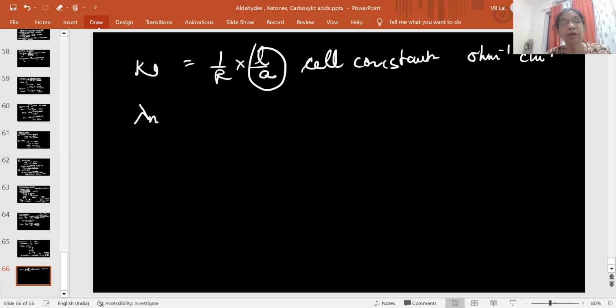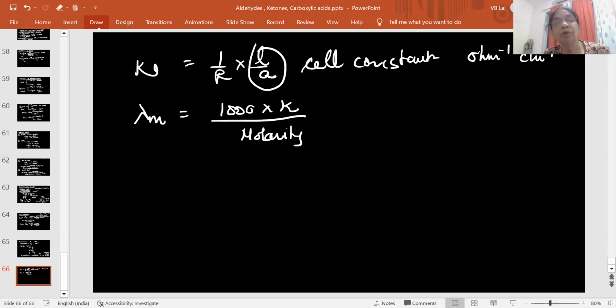Then you have molar conductance. Molar conductance is 1000 into kappa by molarity. So first you will have to calculate kappa using resistance, which will be given in the question paper. And cell constant will also be given. So first calculate specific conductance, and using specific conductance, you can find out the molar conductance.